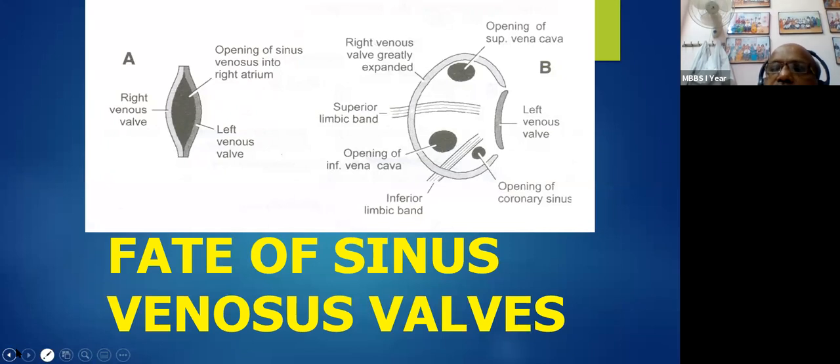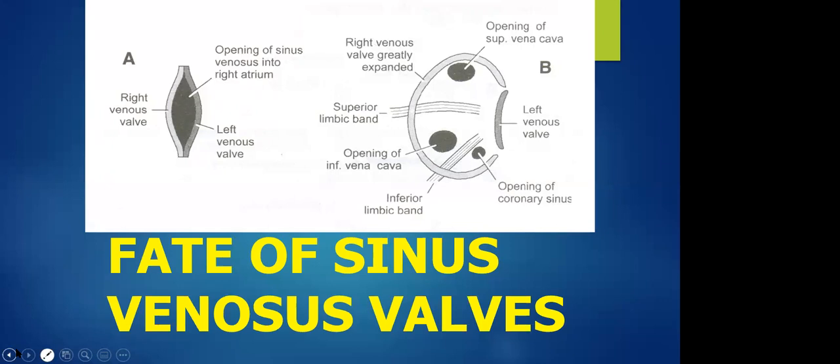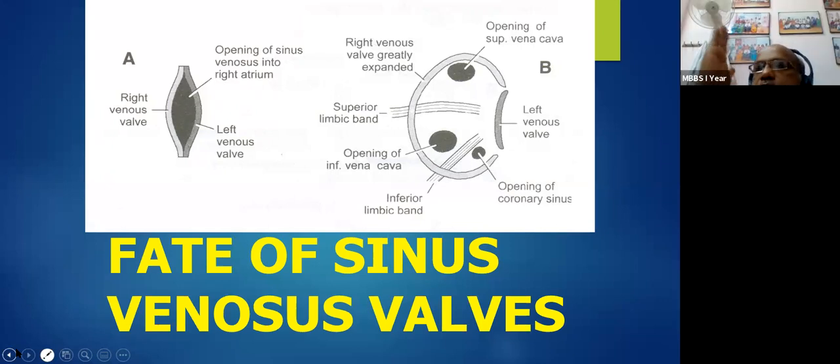What structures originate from the crista terminalis? The musculi pectinati. The crista terminalis acts like a stem, and from the stem you have the muscle fibers of the right atrium called musculi pectinati. Here, the left venous valve is fusing with the interatrial septum. The right venous valve is expanding to form the crista terminalis. So the right venous valve forms the crista terminalis.